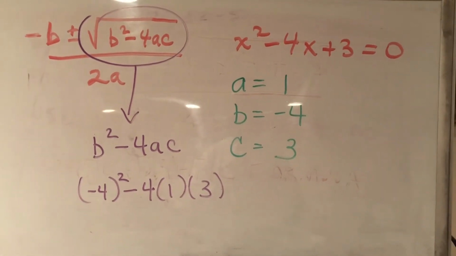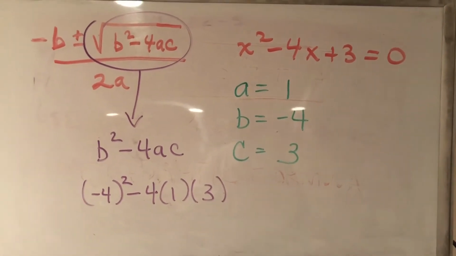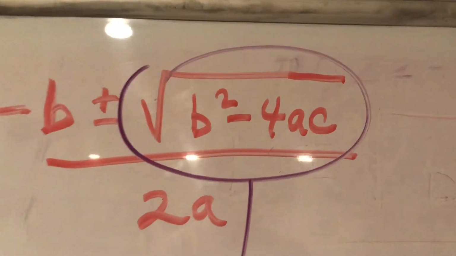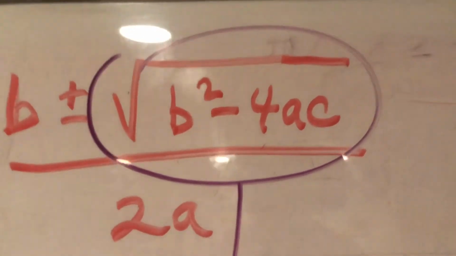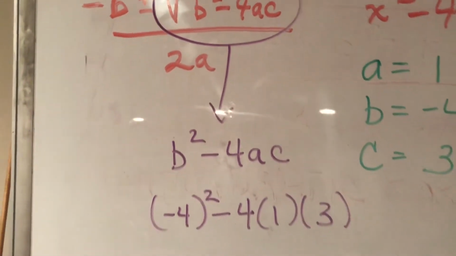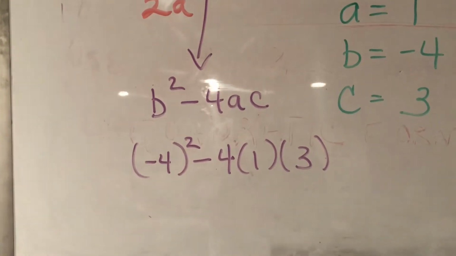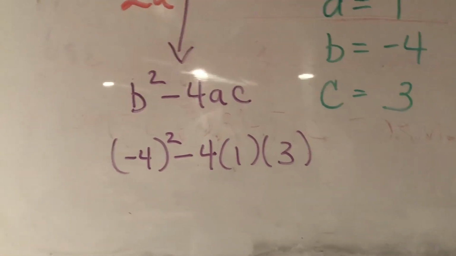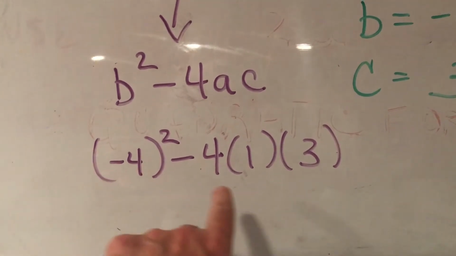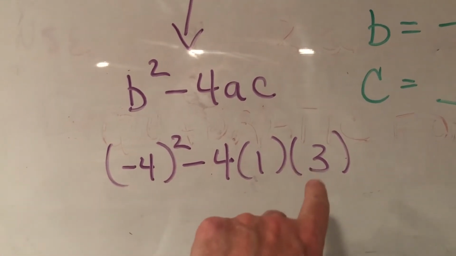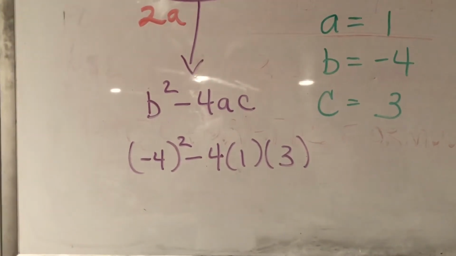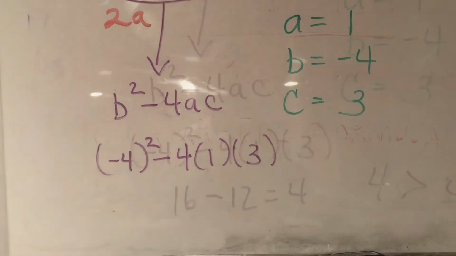I've determined that a is 1, b is -4, and c is 3. I take one part of this formula, which we'll refer to as the discriminant, and it's what's inside the square root symbol, b squared minus 4ac. What we're trying to figure out is how many solutions there are. So we plug in -4 in place of the b, 1 in place of the a, and 3 in place of the c. Now I'm going to tell you how that determines how many solutions we have.